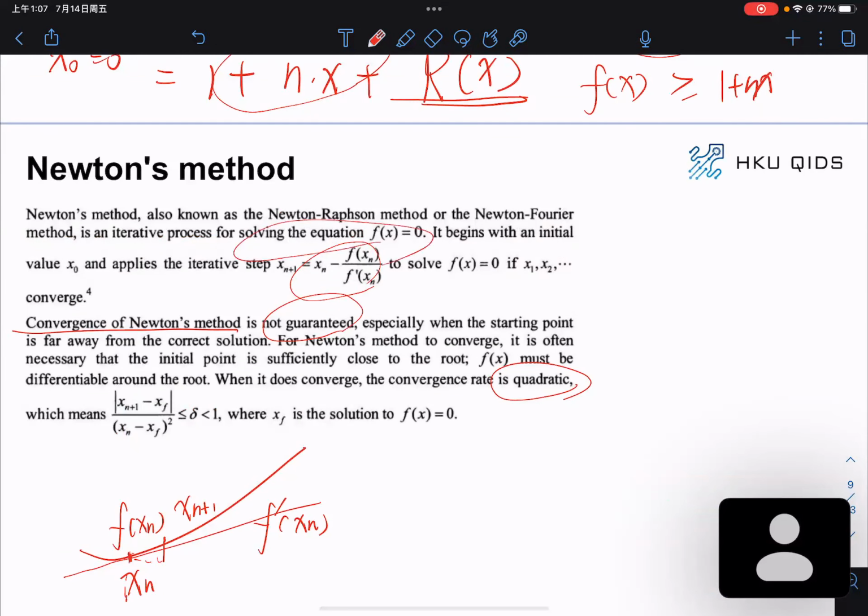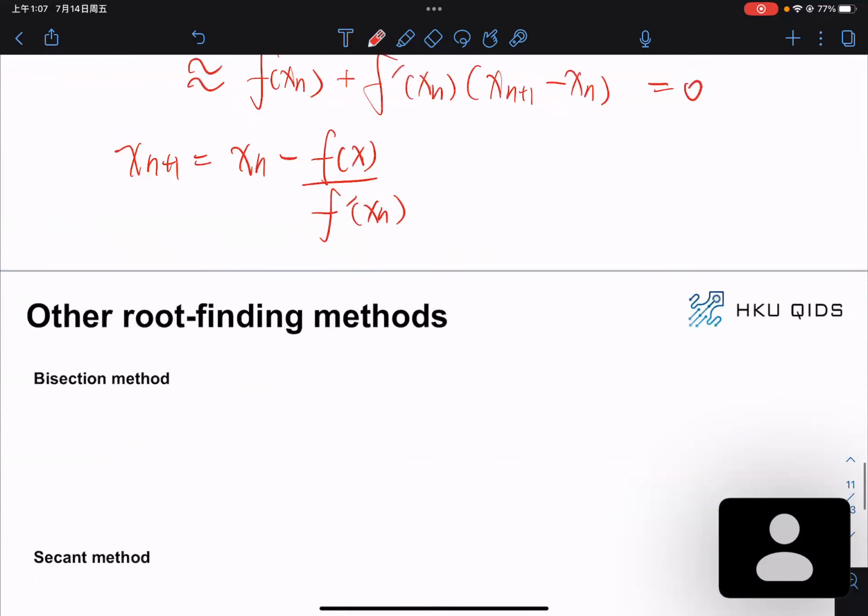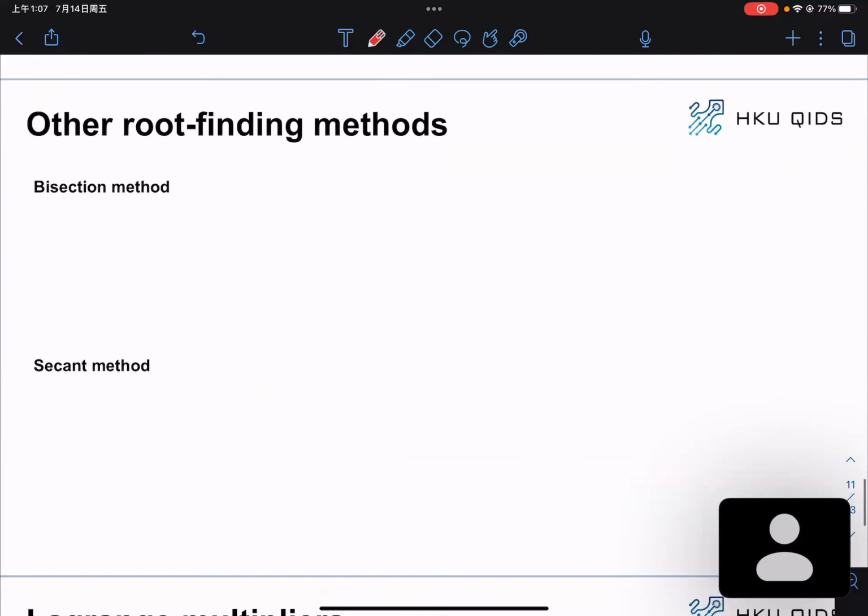Because this is what we are trying to solve. We are trying to find the root, okay? We are trying to find the root of this kind of equation. And there are also two other root finding methods. The first one, I think the most intuitive one, is the bisection method.